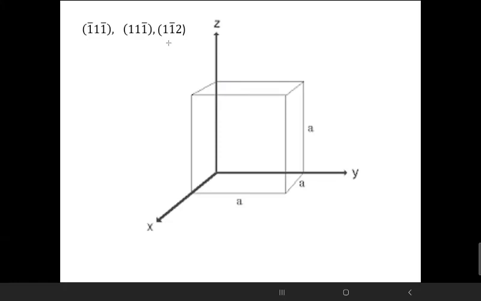1 bar 1, 2. So 1 bar 1, 2 means 1 bar 1 half, the reciprocal of this plan. So this is 1, but here you have bar 1. So you have to change, the origin is here. So this is plus 1, this is minus 1, and here half.